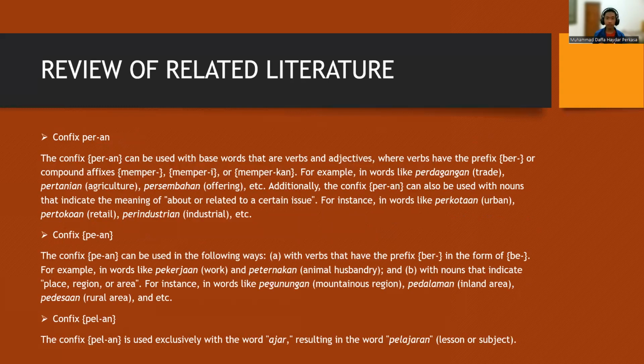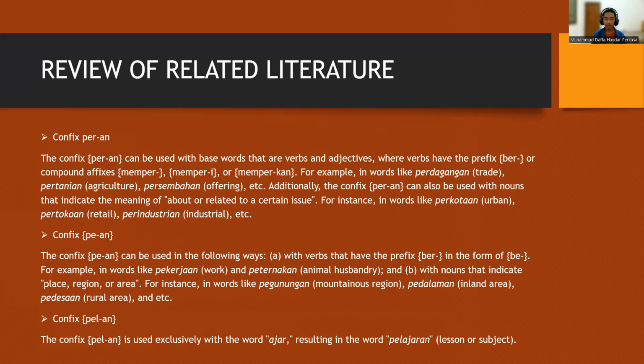The confix per-an can be used with base words that are verbs and adjectives, where verbs have the prefix per or compound affixes memper, memperi, or memperkan. The confix per-an can be used in the following ways. First, with verbs that have the prefix per in the form of pe. For example, in words like pekerja, pe plus kerja plus an becomes pekerjaan, meaning work.